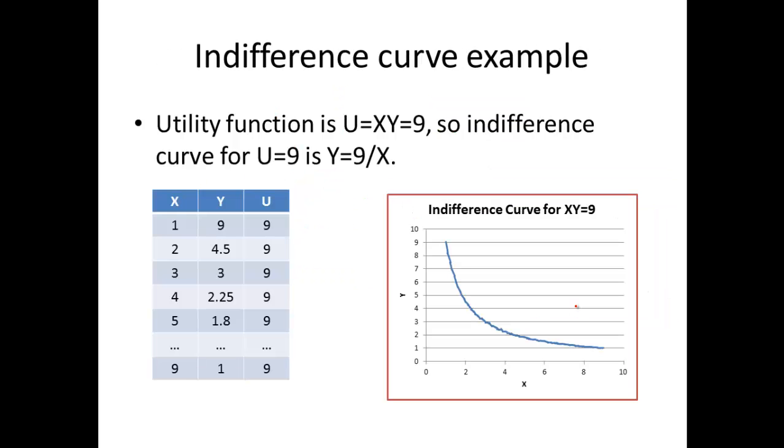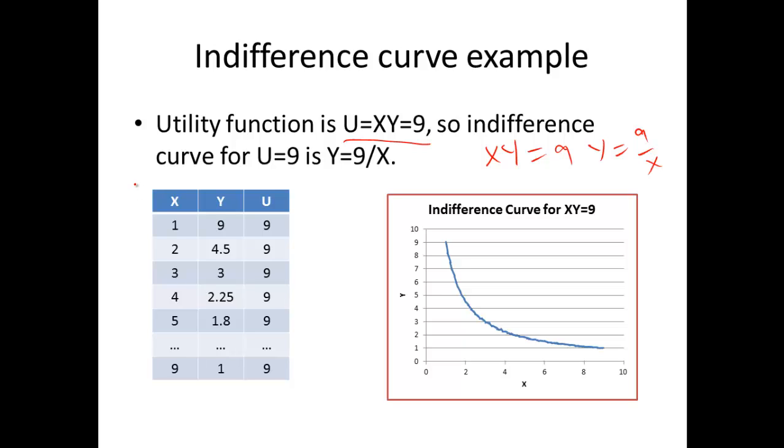Now how about an example? Again, we'll use our function u equals x times y, but now we'll consider the level of utility where x times y equals 9. What's the resulting indifference curve? Well, if u equals 9, then we can just rewrite that as y equals 9 over x, where again x times y equals 9. That just means dividing both sides by x, and we get y equals 9 over x.